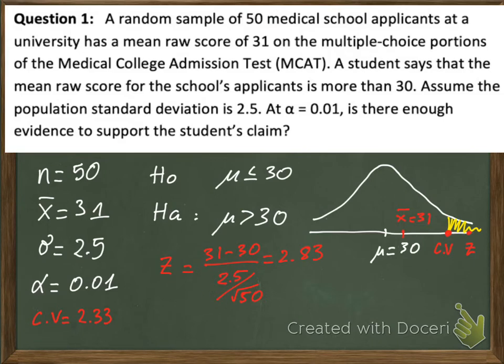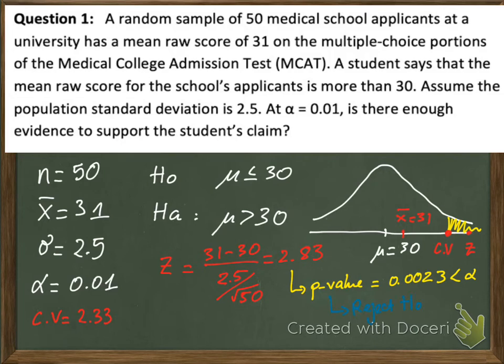But if we want to find the p-value, we can find it as the area to the right of this z-value. The area to the right of this z-value. And using the z distribution, we found that the p-value is 0.0023, which is significantly less than 0.01 as the value of alpha. So then we also know that we should reject the null hypothesis as the decision.